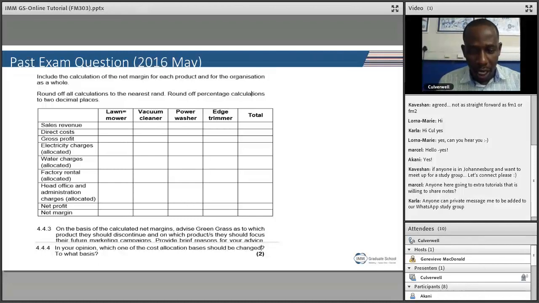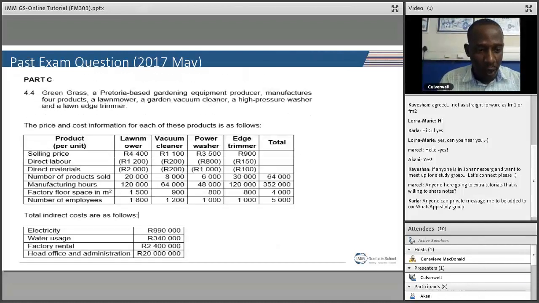So I will do electricity charges first. I'll flip back to the equation. We incurred a total of 990,000 rands. And remember, we said we are going to allocate electricity charges cost to these products using manufacturing hours. I will then divide 990,000 by the total manufacturing hours the company incurred, which are the 352 under the total column. So I'll say 990 divided by 352,000.